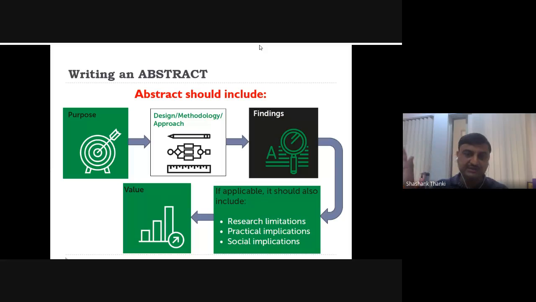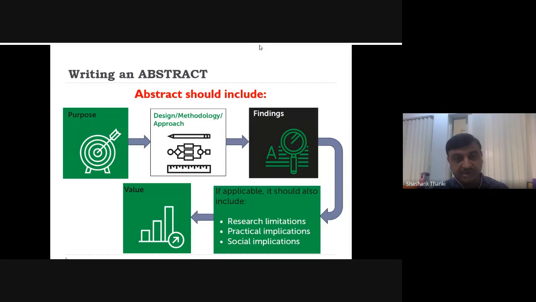What are your findings? Then you should go to your implication part, practical implication or social implication, or what are your limitations. At the end, it should go to the value. What is the value addition? You should be able to justify with your research. What is that delta value addition to your research?